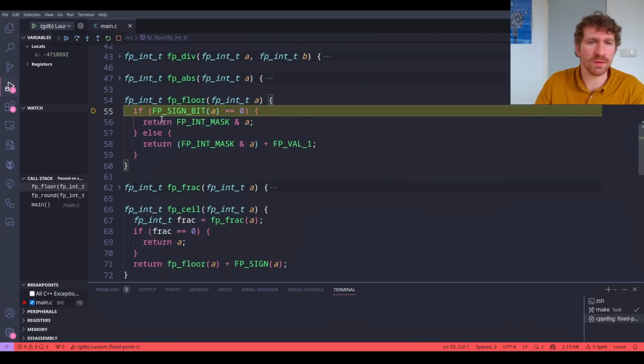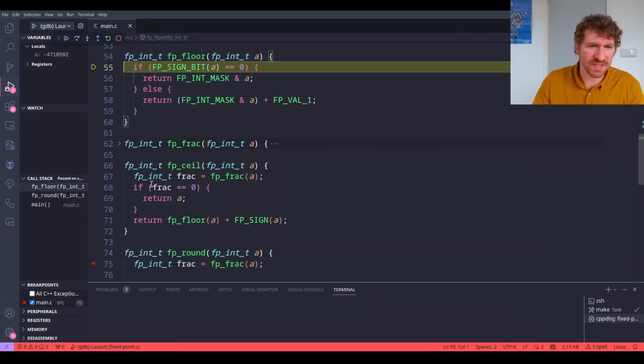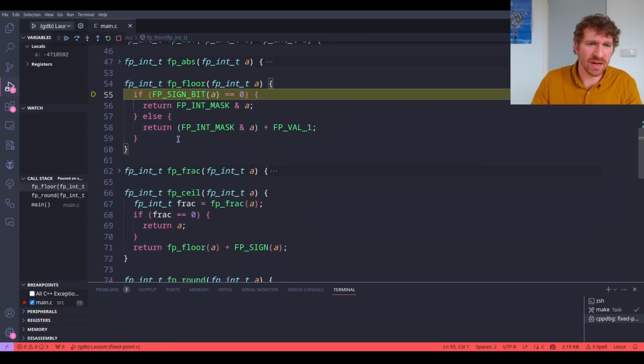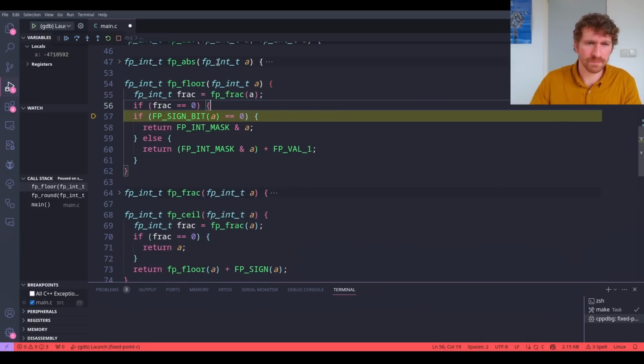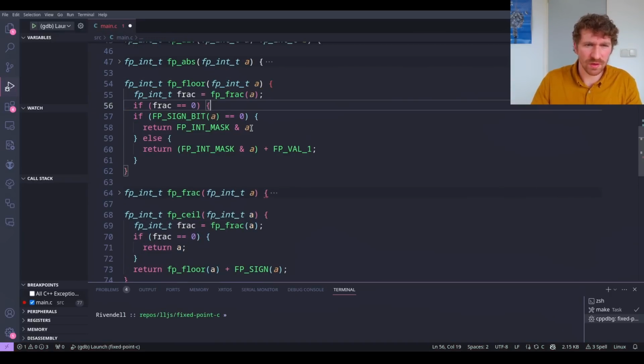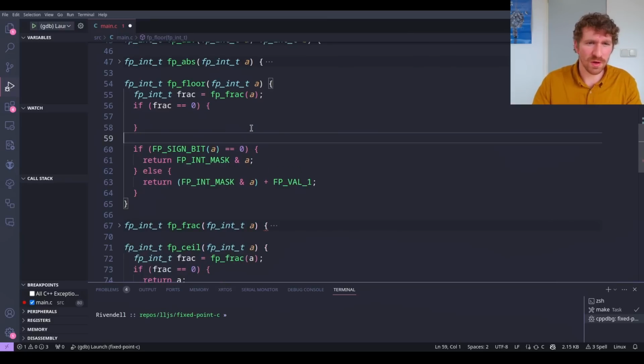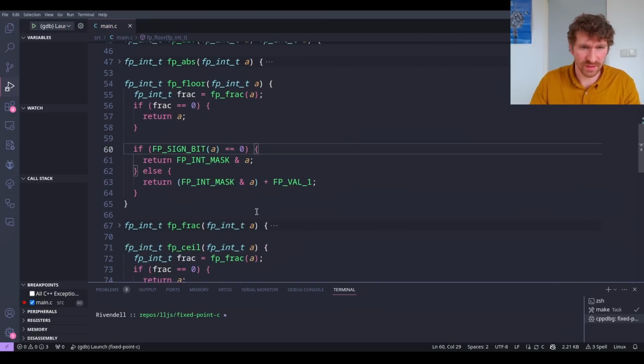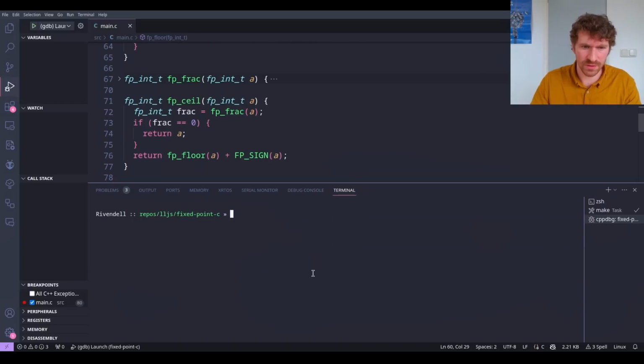Okay, and here, of course, we don't have this guard. We don't actually have the guard in the floor, so we should just put this in, right? The same thing. If the fractional part of A is 0, then we don't do any of this stuff. So let's do that, because we need that same operation. Let's stop the debugger. If the fractional part is 0, then we'll just return A. We don't need to do anything there. So let's see if that resolves our problem.